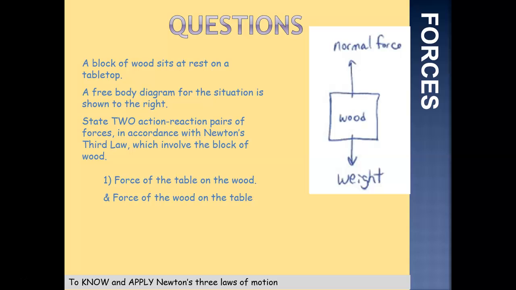Our second pair would be the force of the earth on the wood, causing the weight. Now we know if there's a weight being caused, there needs to be an equal and opposite reaction. So there's the force of earth on the wood, and there's the force of the wood on the earth, which again is an equal size but in opposite directions.